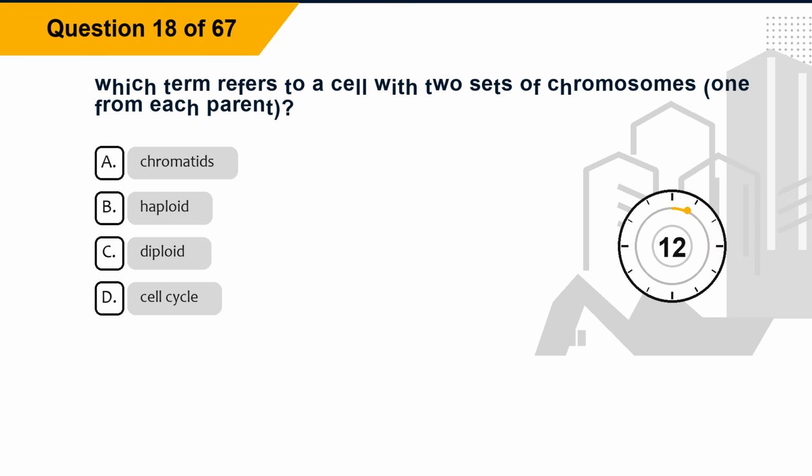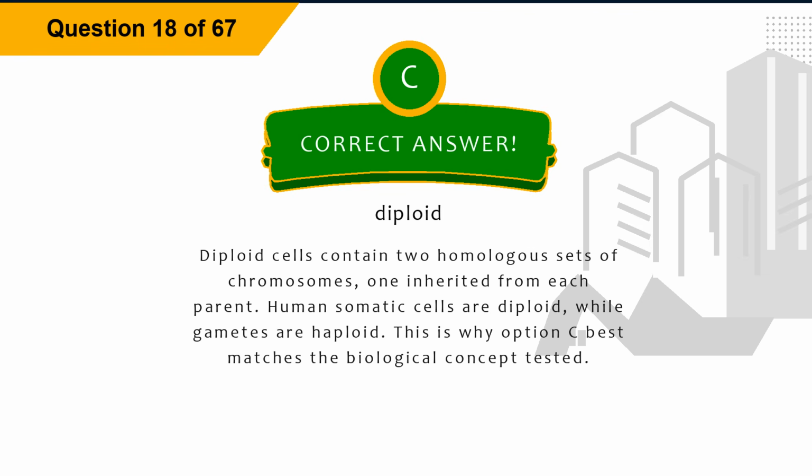Question 18. Which term refers to a cell with two sets of chromosomes, one from each parent? Option A, chromatids. Option B, haploid. Option C, diploid. Option D, cell cycle. The correct answer is option C, diploid.